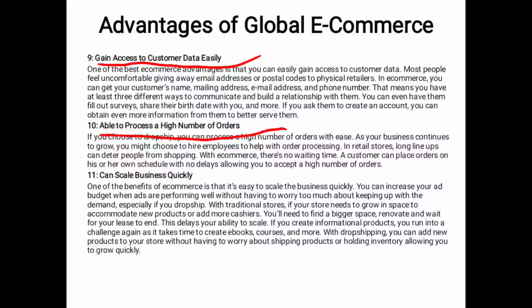Then, able to process a high number of orders. If you choose to dropship, you can process a high number of orders with ease. As your business continues to grow, you might choose to hire employees to help with the order processing. In retail stores, long lineups can deter people from shopping. With e-commerce, there is no waiting time. A customer can place orders on his or her own schedule with no delays, allowing you to accept a high number of orders. So there is no count that only so many orders could be done. Any amount of orders by anybody could be done. Throughout the world, anybody can give you an order.